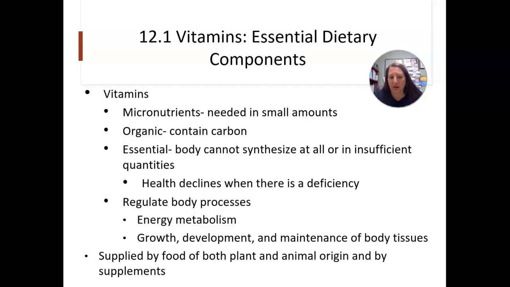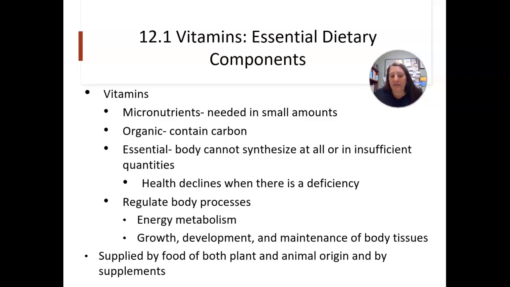Mostly. We will talk about a couple that our body can synthesize, but most are going to be essential, which means that we have to obtain these from our diet because, again, our bodies cannot synthesize them either at all or not in high enough quantities. If they are not in our diet, we would have a deficiency, so we would have too low of levels, and our health would decline. Okay, so that's how we know that these are essential for health.